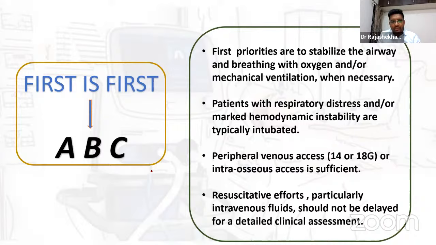First, always secure the airway, then assess the breathing and treat it, and then the circulation. So the first priority is to stabilize the airway and the breathing with oxygen. And if you need mechanical ventilation, you should consider it when necessary. A patient with respiratory distress and marked hemodynamic instability is typically intubated.